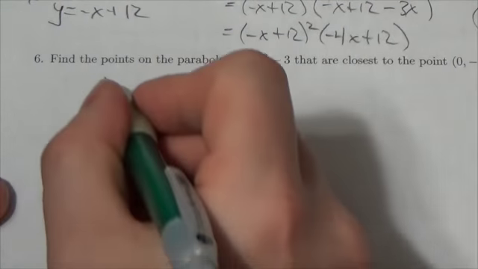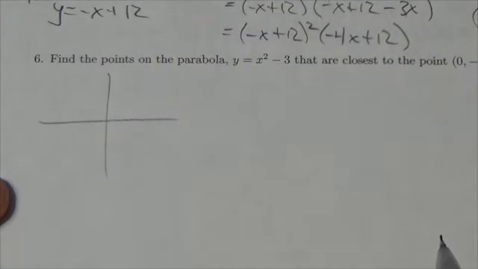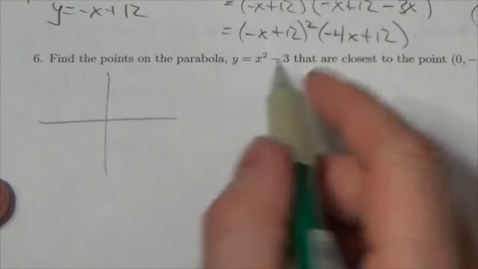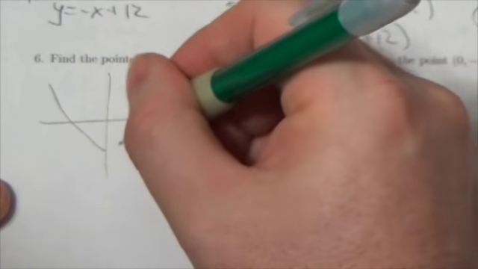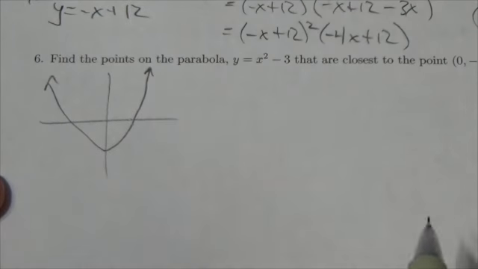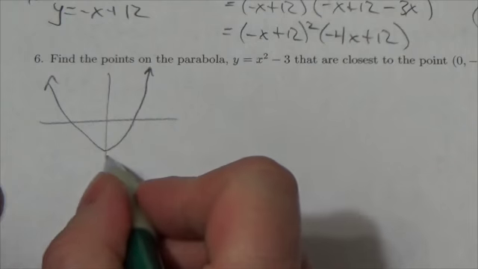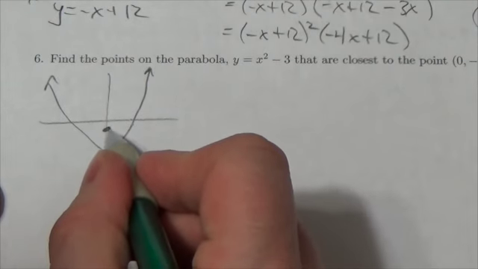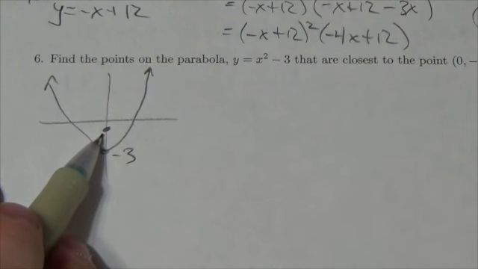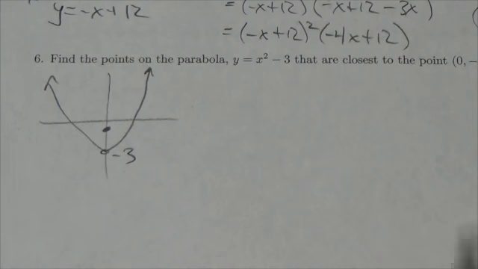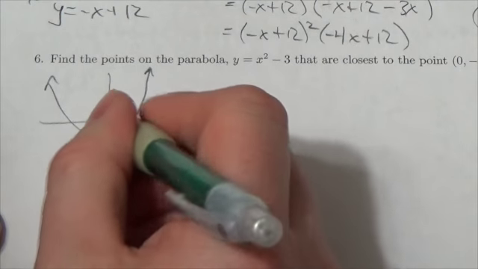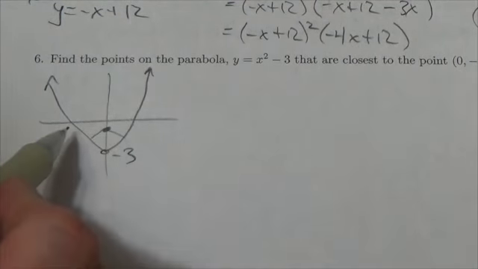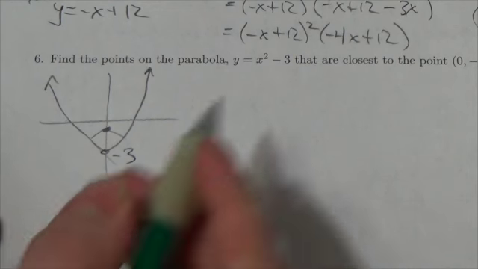Okay, so just to give ourselves a bit of an idea of what this looks like, x squared minus 3 is going to look like this, sort of. Okay, it's a terrible parabola, but you get the idea. Where this is right here is going to be minus 3, and I'm looking for the points on the parabola that are closest to that point right there, 0, comma, negative 1. I could use the distance formula, but I really think this is a better method because it's quicker here.